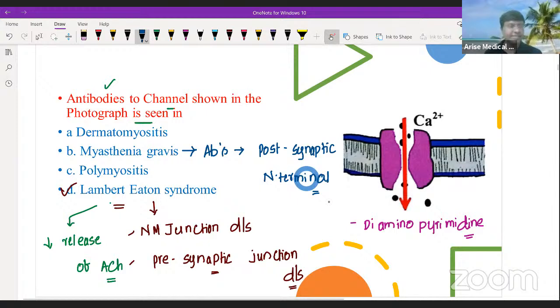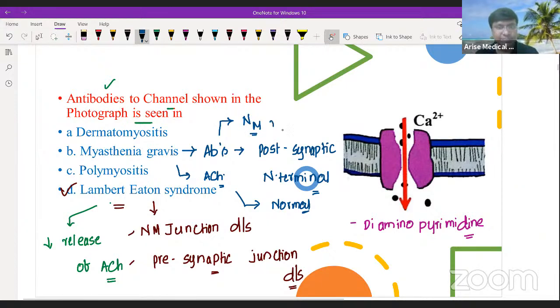Right, so the antibodies are formed against the postsynaptic nerve terminal here. In patients with myasthenia gravis, acetylcholine is present in adequate levels in the synapse. Here the antibodies are formed against nicotinic receptors, NM receptors, which are present in the postsynaptic nerve terminals. That is what you will see in myasthenia gravis.